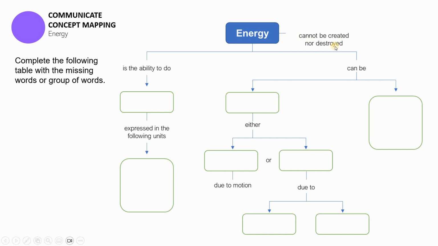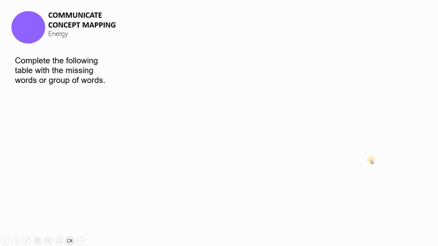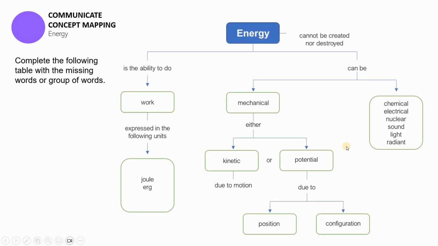So energy cannot be destroyed, but it can be, or either, due to motion and due to, okay, so and ito naman, energy is the ability to do and then expressed in the following units. Okay, take your time now, pause this video to finish this concept map. Are you through? Okay, let's now check your work. The correct answers to the concept map, or the words or group of words that will make the thought of the concept map whole, are as follows.